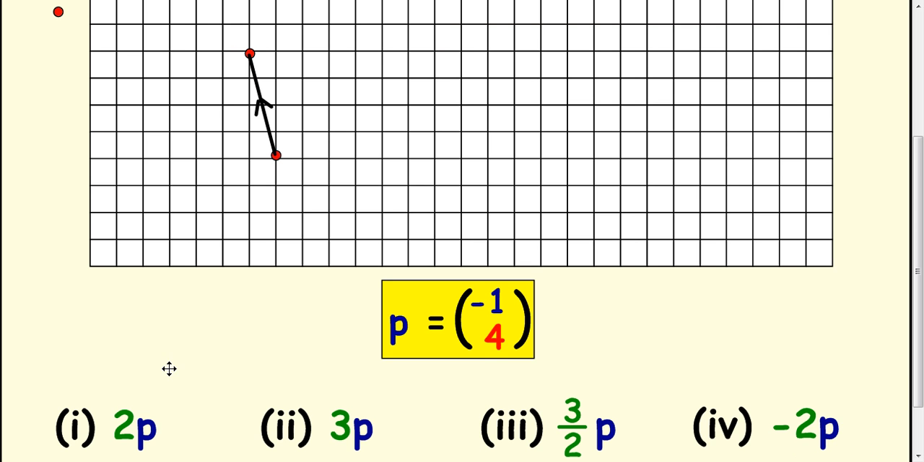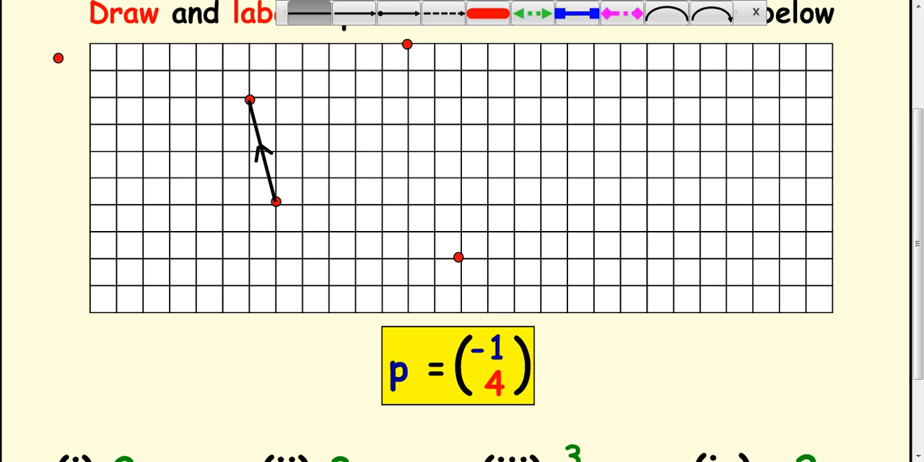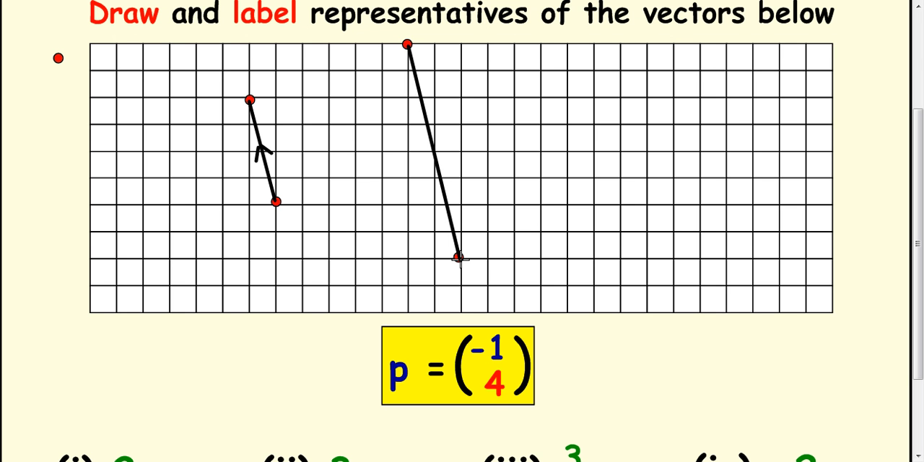So if we were to draw 2p, then if we start with a point here, instead of going backwards 1, we'd go backwards 2, and then instead of up 4, up 8: 1, 2, 3, 4, 5, 6, 7, 8. So you can see the vector there is parallel to the original p, but it's double the size of it.